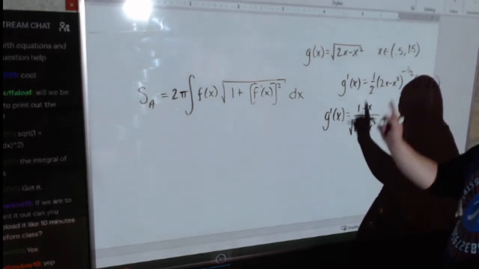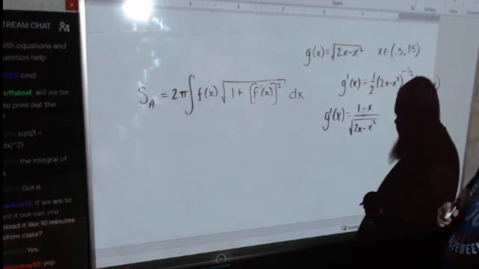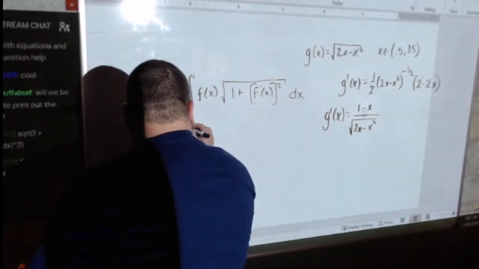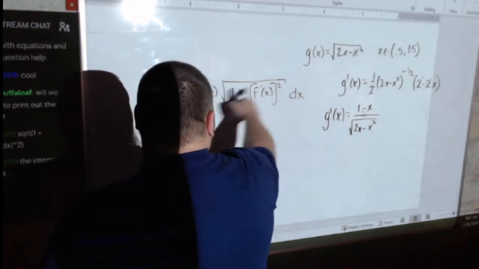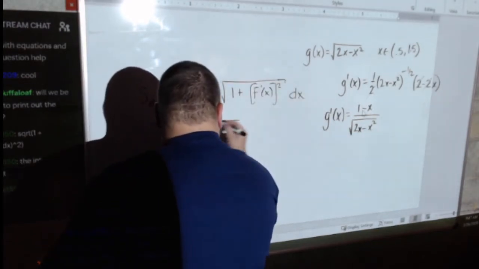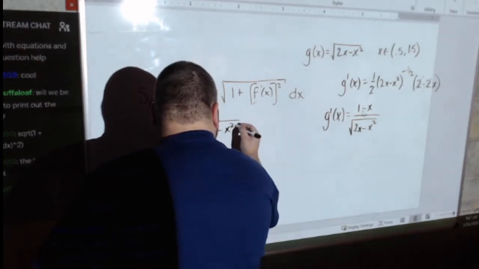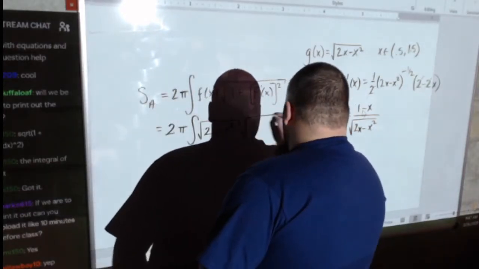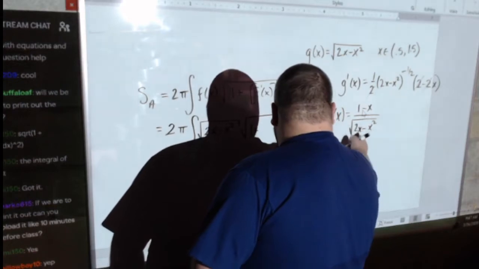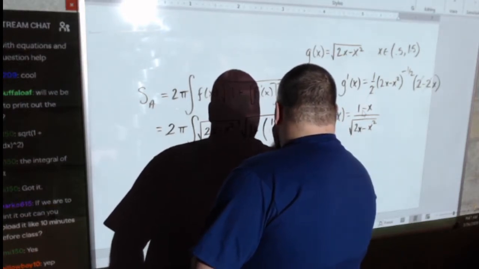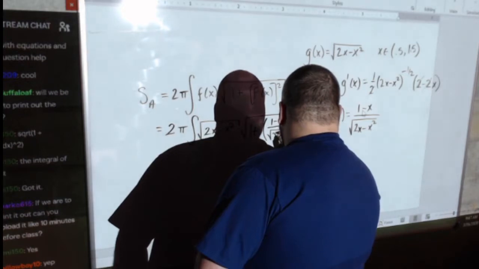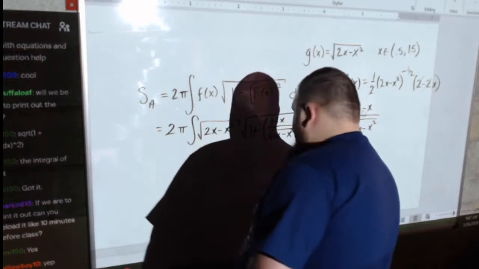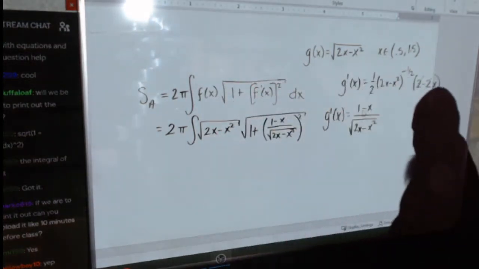I'm going to go ahead and plug this in to the integral now. So this is going to be 2 pi integral. I need the original function on the outside. Times the square root of 1 plus all of this function quantity squared. So it would look like that.